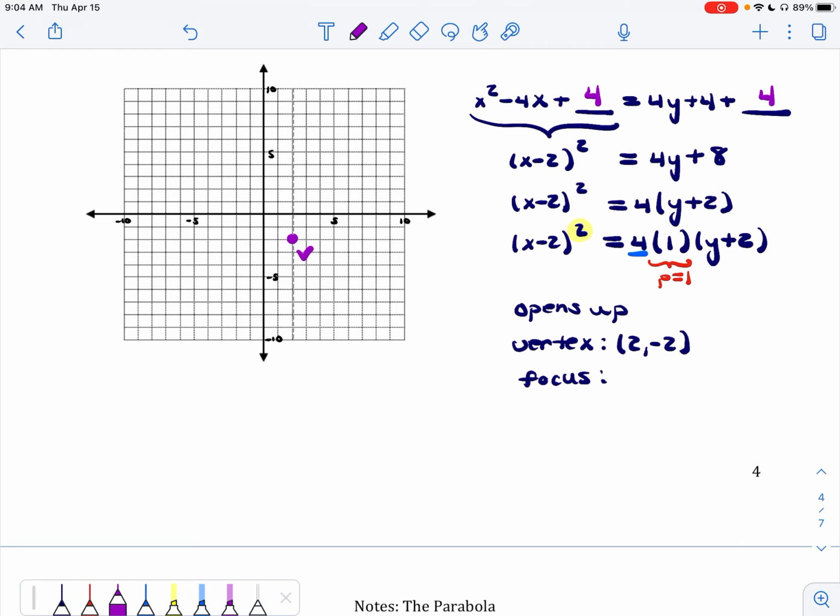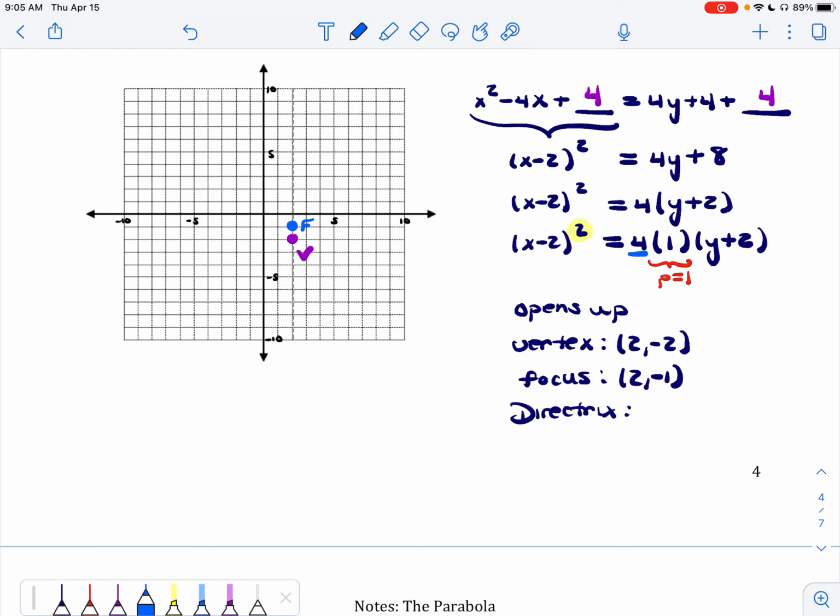All right, the focus then is going to be 1 unit up from the vertex. So if we start at the vertex and go 1 unit up, we will have our focus at the point (2, -1). The directrix line then is going to be 1 unit below the vertex.